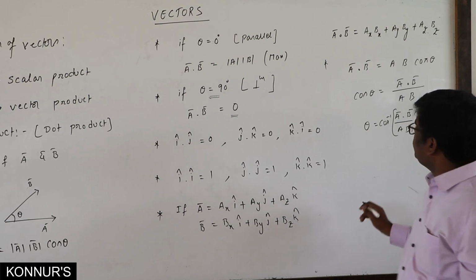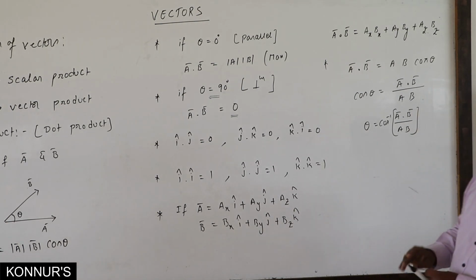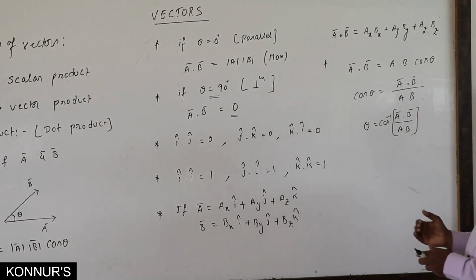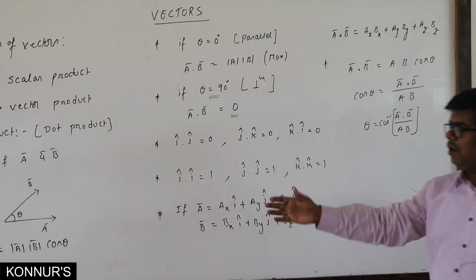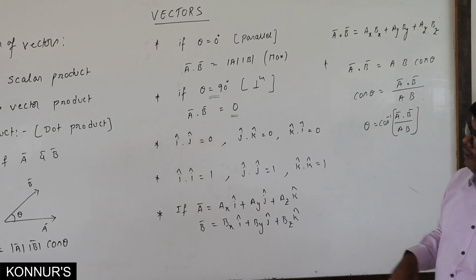Next, one more important point is that we can define the scalar product simply as A bar dot B bar equals modulus of A, modulus of B, and cos of the angle between them.